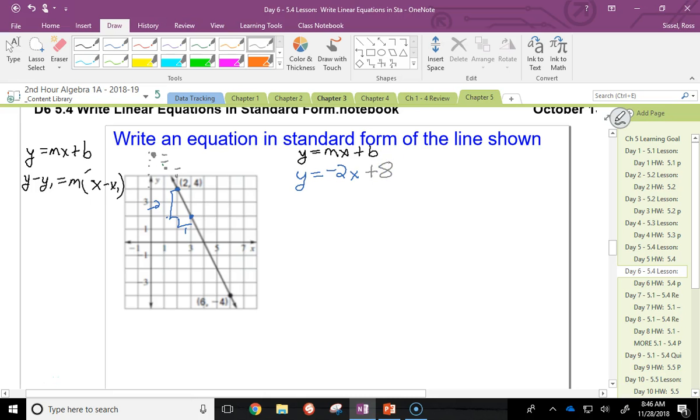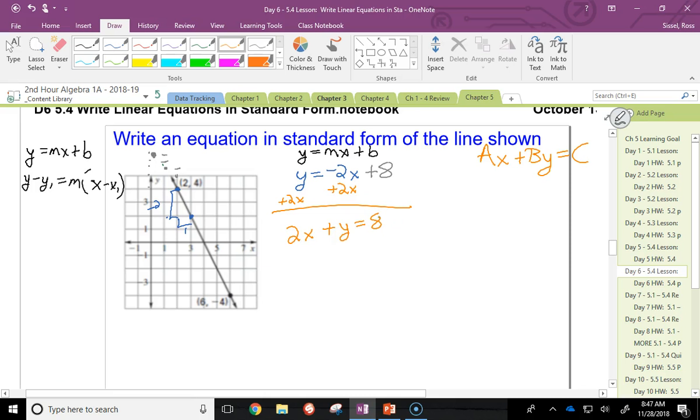What are we going to do once I have it in slope-intercept form? Make it in standard form. Good. Now we're going to rearrange it back over to standard form. So this is where I'm telling you the grit and perseverance has to happen. You have to do multiple steps to get to this. So I have this equation. I'm going to add 2x to both sides. I now have 2x plus y equals 8.